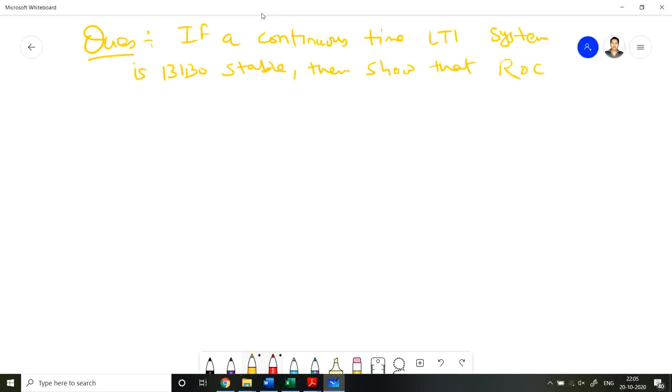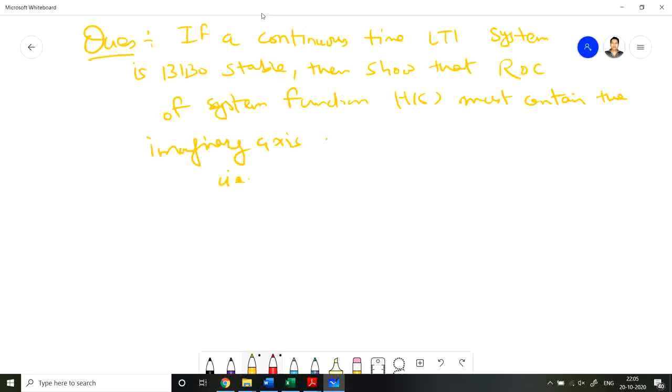the region of convergence of the system function H(s) must contain the imaginary axis, that is s equal to j omega, that is our imaginary axis. So for the continuous time system, let us solve this problem.